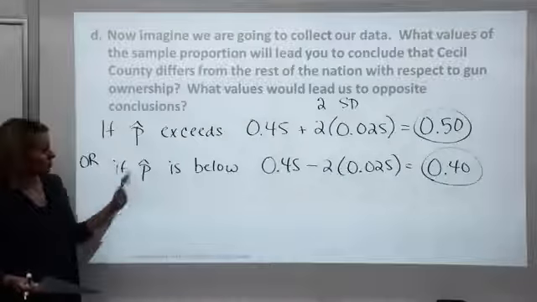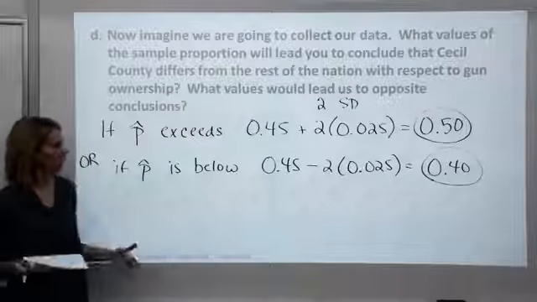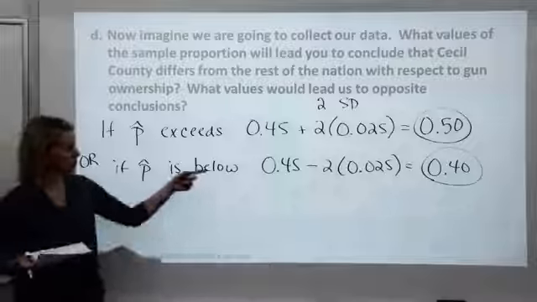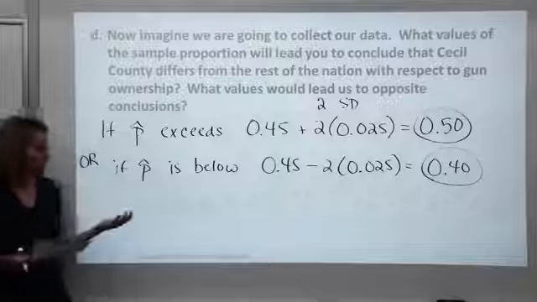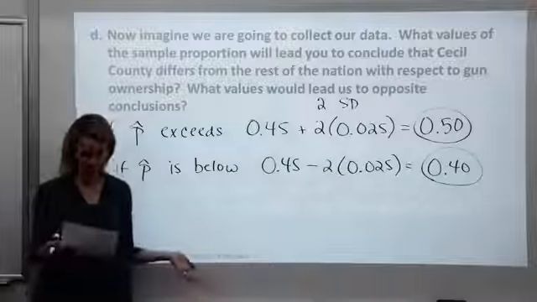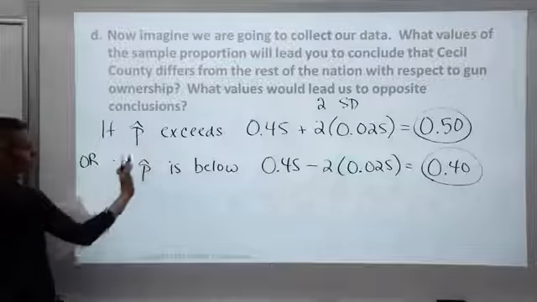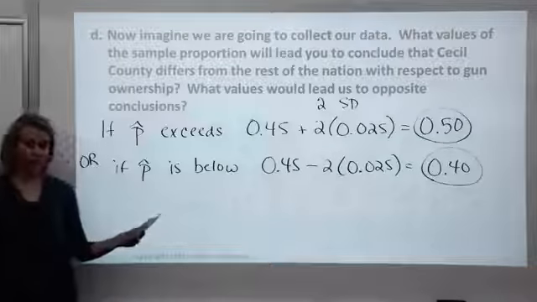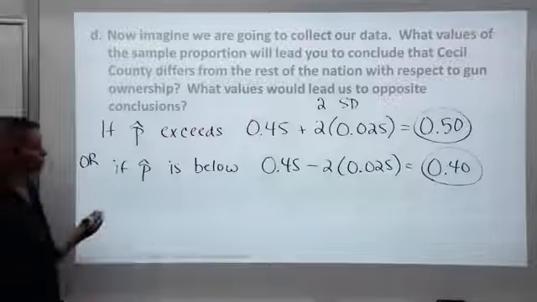If we were to get a sample proportion anywhere between 40 and 50%, seems like Cecil County is probably right in line with what's happening nationwide. Again, if in Cecil County our sample proportion was greater than 50% or smaller than 40%, that would seem to indicate that gun ownership in the county probably differs from what's going on nationwide. So if we're in those extremes, we'll just write a concluding sentence here. We'd have evidence that Cecil County differs from the rest of the United States as far as gun ownership goes.